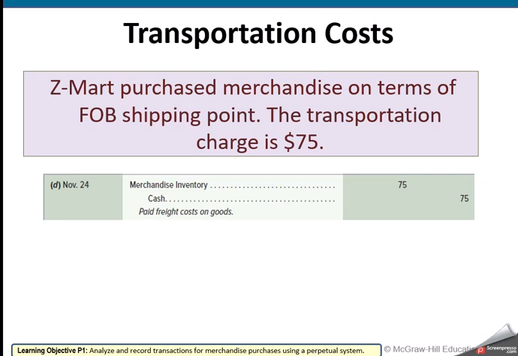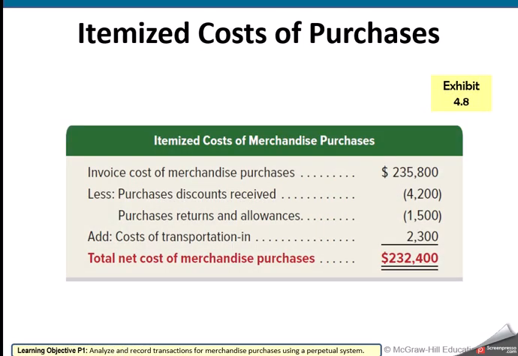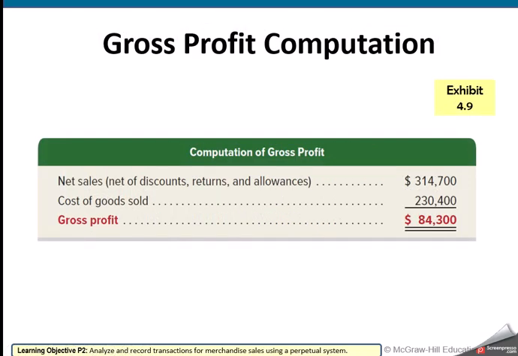If Z-Mart purchased merchandise, again, on terms, and that transportation charge, FOB shipping point, is $75, it's going to increase inventory, and then they're going to pay cash out. Then here just shows you a little list of all the things that could be included in inventory. That would be all of our purchases, less the discounts that we have taken by paying early, less returns and allowances, and then costs of the transportation. So that gives us a total.